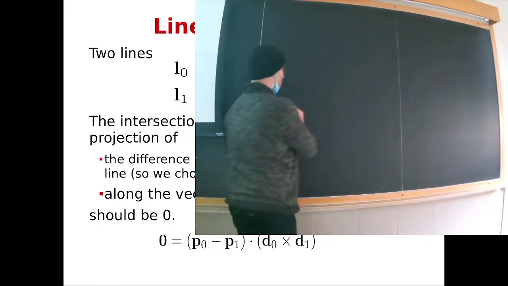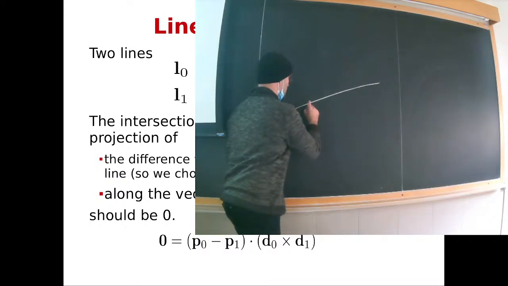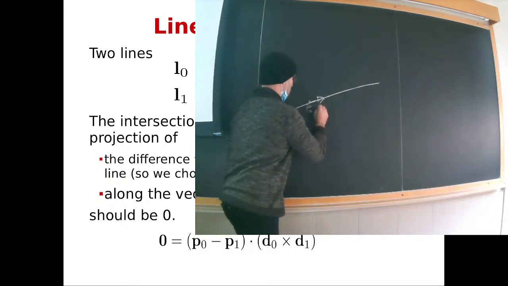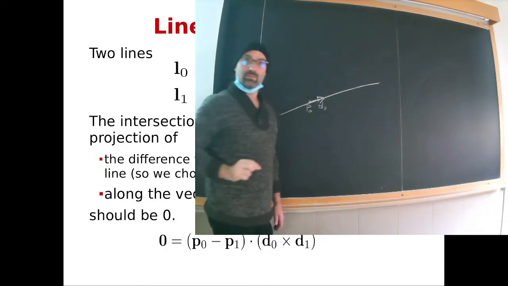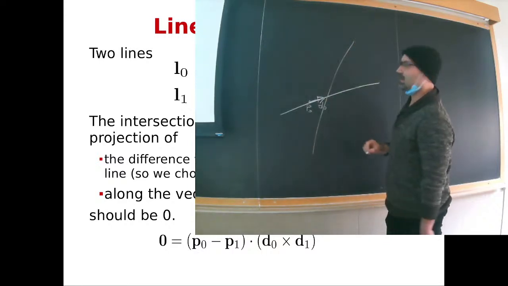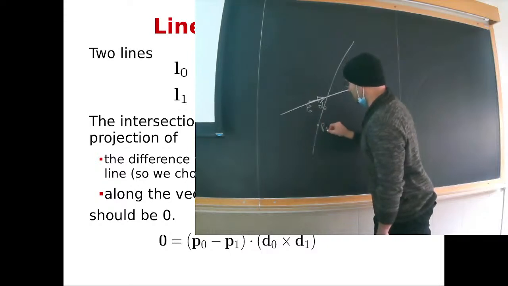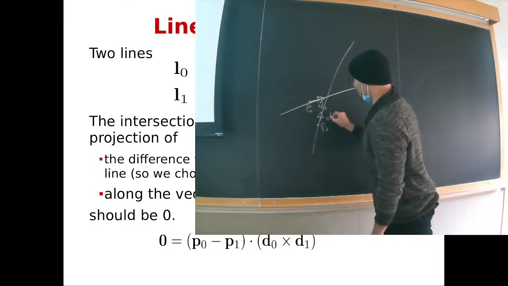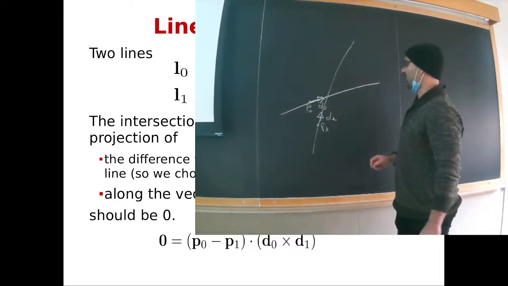Yes. We have a line in the space, right? With its point P0, and with its direction D0. This is the direction, right? We have another line in the space, with its point P1, and with its direction D1. All right? Yes, also people from home see.